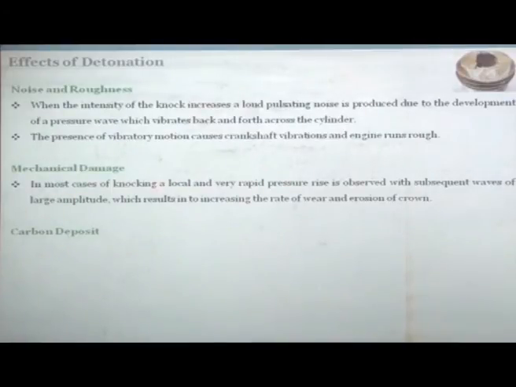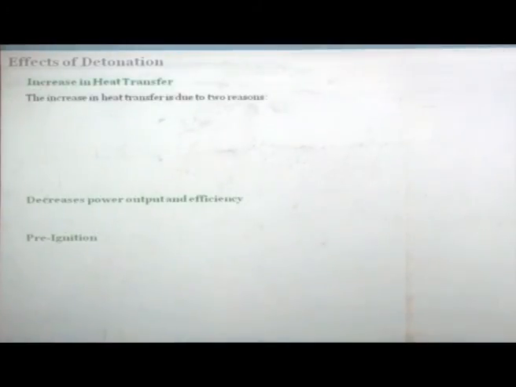In most of the cases, knocking is local and very rapid pressure rise is observed with subsequent waves of large amplitude result in increase in rate of wear and erosion of the crown. So even the piston crown will be damaged when the piston is vibrating. Even the rings may get embedded and it will cause wear in the grooves. There will be more carbon deposits because of these vibrations. The combustion will not be really complete, and it will precipitate the carbon deposition in the engine combustion chamber, which will lead to other problems.